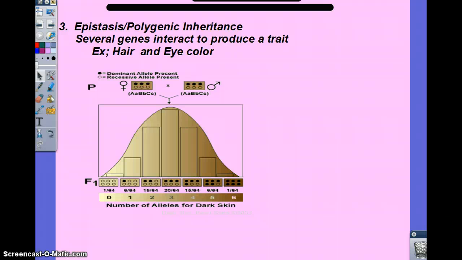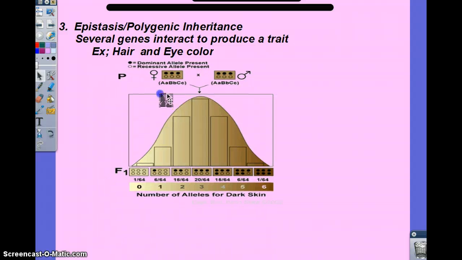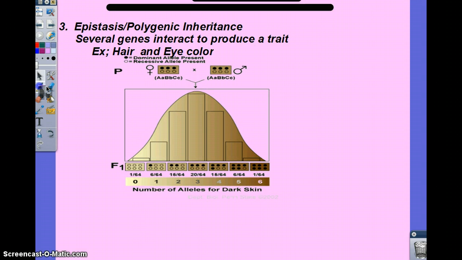So in this case, how many genes are responsible for skin color? 3. This is parent 1. This is parent 2. And you see all the different combinations. That's why you see so much variation in human skin tone. Not to mention that there's environmental influence as well. But in order to have dark skin, you have to have all dominant genes.